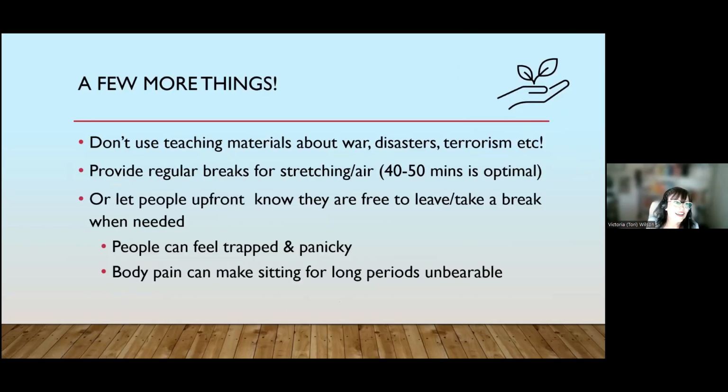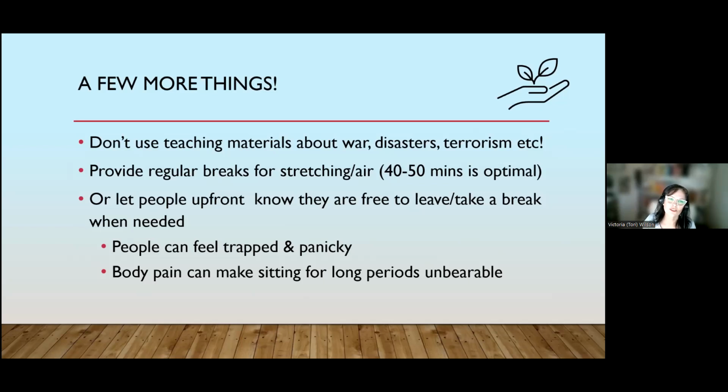All right, we're nearly at the end. Just a couple more things. It should go without saying, but I know a lot of textbooks have stuff like this. Please don't use teaching materials about war, disasters, terrorism, because that can be really terrifying for students, especially if they don't know that it's coming up. Provide regular breaks for stretching and air. 40 or 50 minutes apparently is the best time.